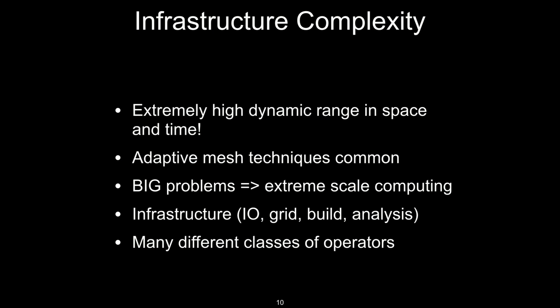So the physics is complex, the math is complex, but then there's also the infrastructure. This whole training program has been about doing your science at the extreme scale, right? That's not about the physics, that's not even really so much about the algorithms, that's about how do you take that stuff and put it on 100,000 cores or more, 500,000 cores, all right? So you have extremely high dynamic range in both space and time for most astrophysics problems, right?